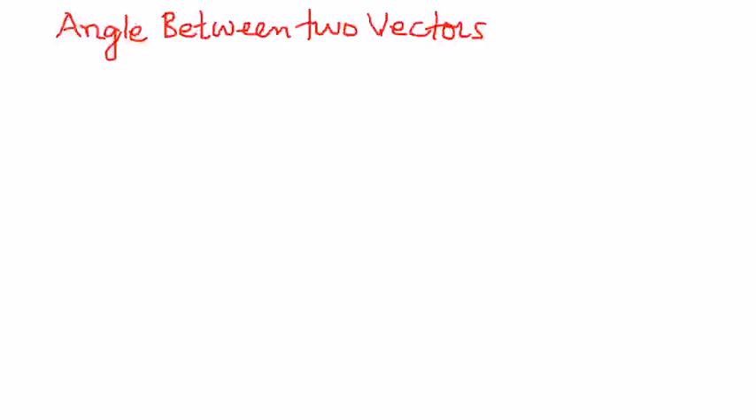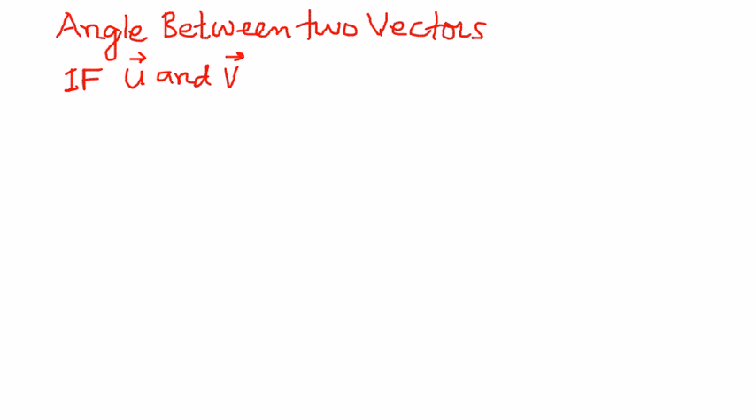Welcome to my presentation. In this presentation, let us see how to find the angle between two vectors. If we have two vectors, vector u and vector v, and if we want to find the angle between these two vectors, we can find them as follows.